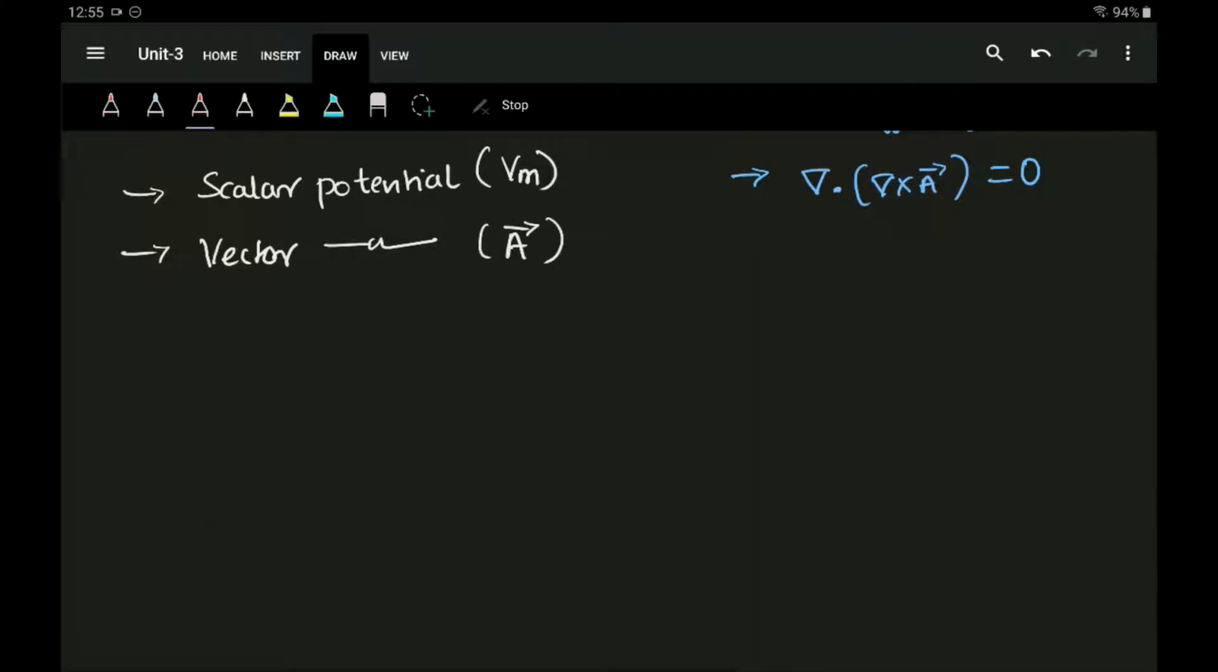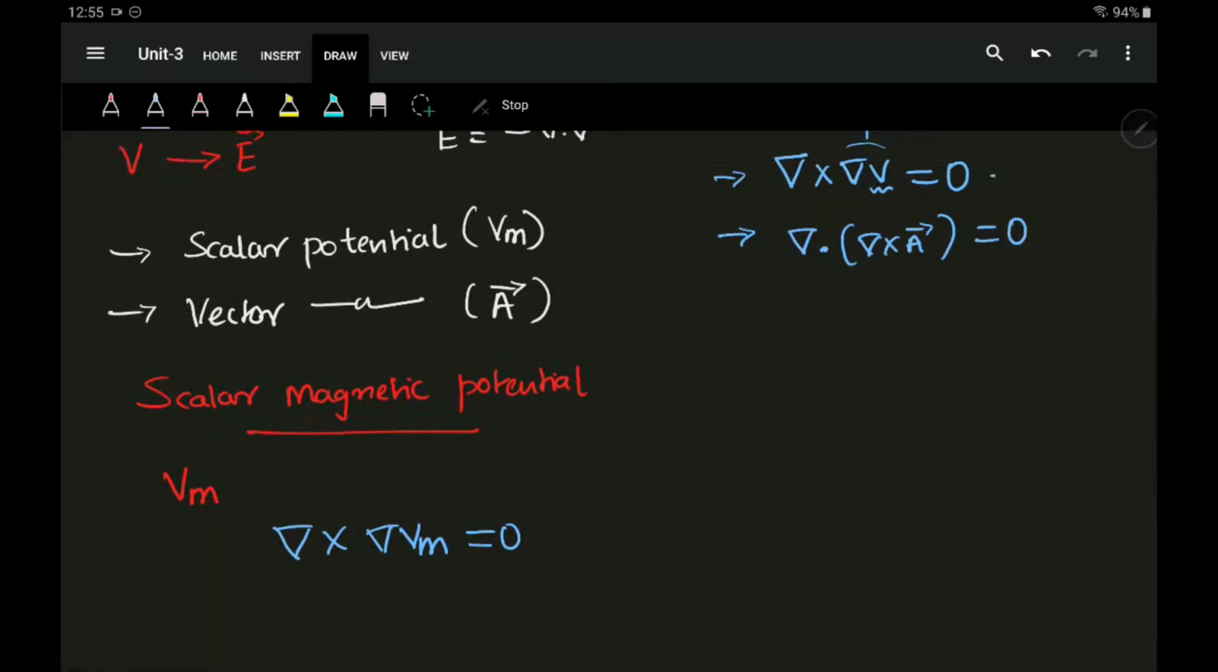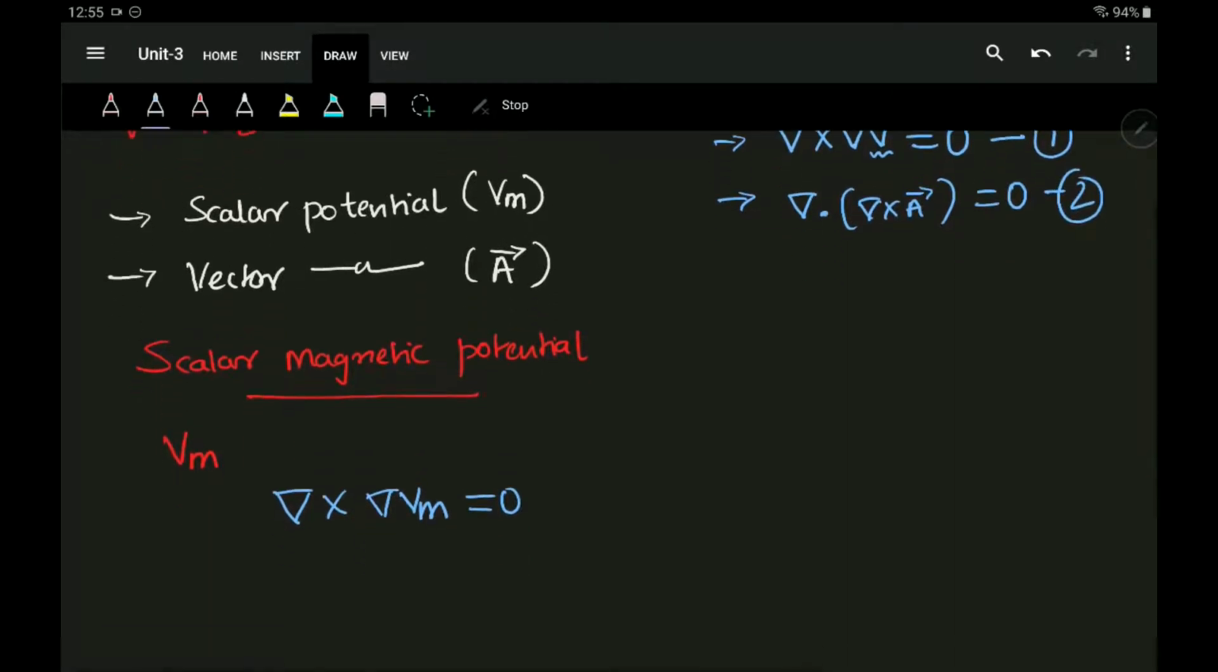Firstly, let us start with scalar potential, or to be precise, scalar magnetic potential. If Vm is a scalar magnetic potential, then we know from the identity that del cross del of Vm should be equal to 0. This is from identity 1. I'll call these identities 1 and 2. From this identity, this should hold good.